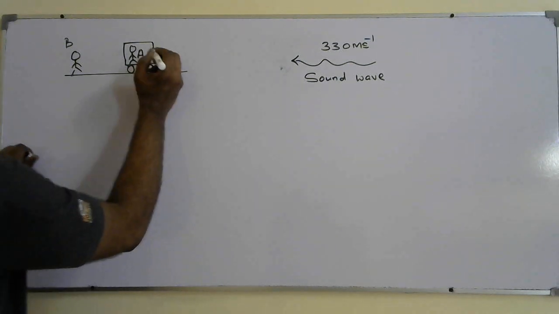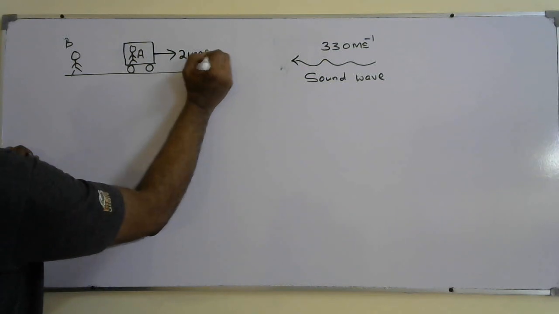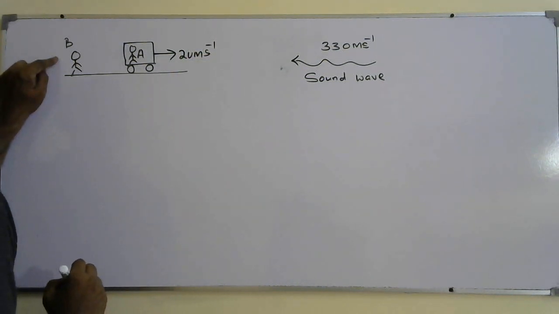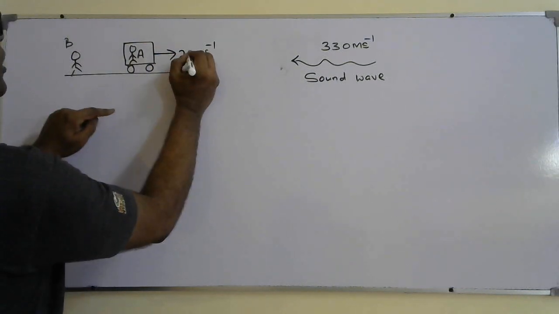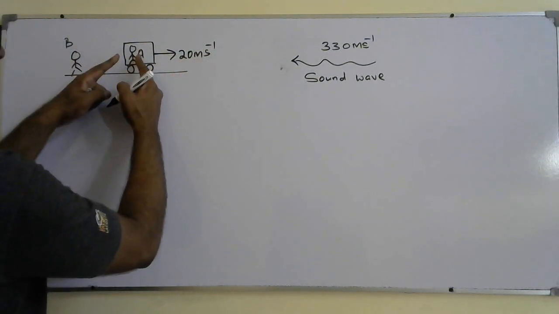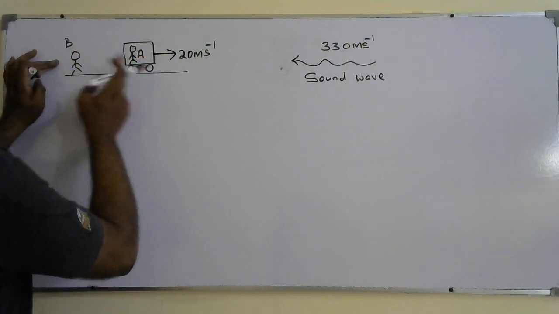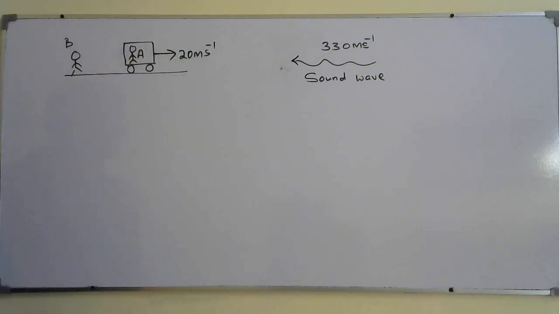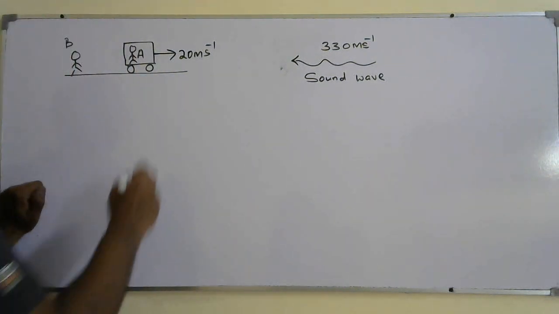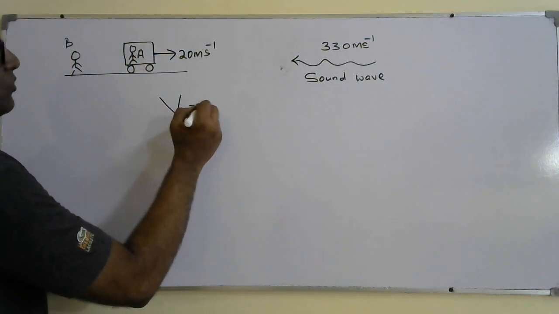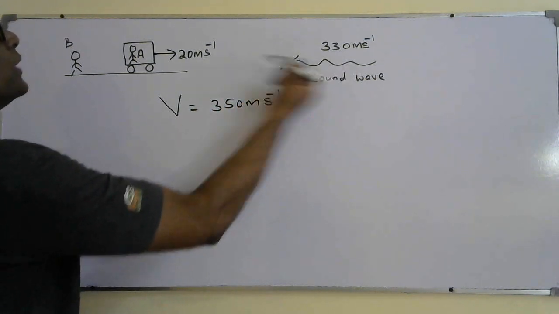Now there's a car moving towards right at a speed of, for example, 20 meter per second on the frame of reference of B. So B is at rest on Earth. Relative to B, the car is moving towards right, or I can say relative to B, the observer A is moving towards right at 20 meter per second. So if A measures the velocity of sound, he will say the velocity of sound is equal to 350 meter per second towards left.